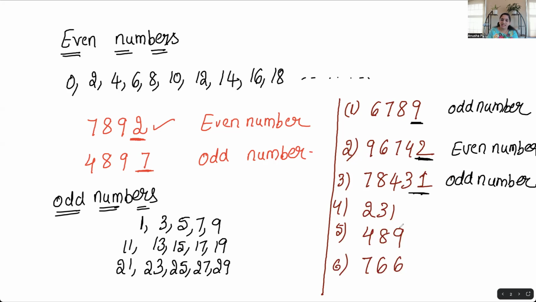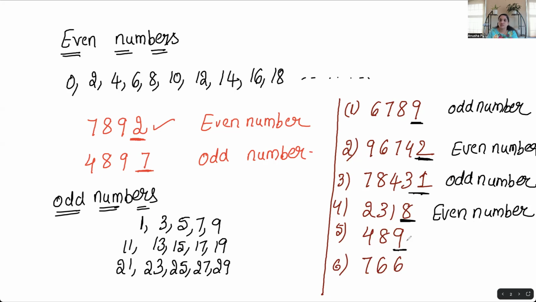Okay. In this example, let me change the number to 2318. So now check the ones place. Here the ones place is 8. If the ones place is 0, 2, 4, 6, 8, then we will call it an even number. And now 9. 9 is an odd number.